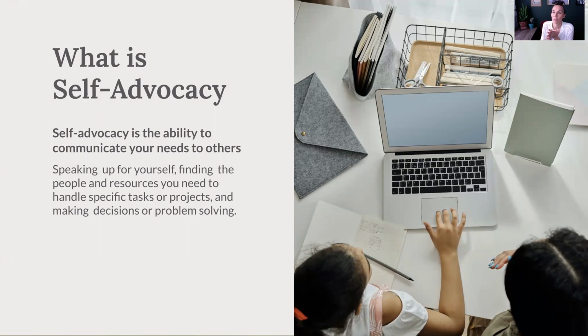So what is self-advocacy? Self-advocacy is the ability to communicate to others about yourself and your needs. Students that self-advocate well tend to do better in school because they get the resources that they need.